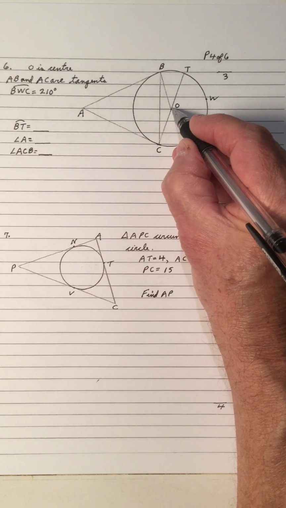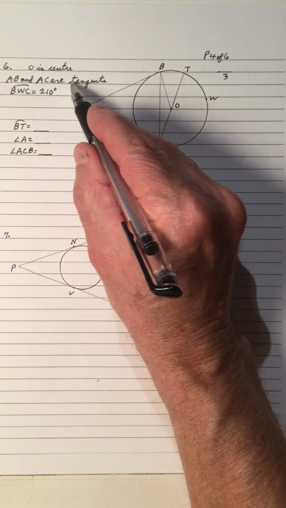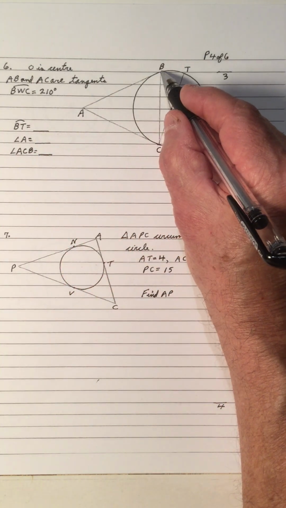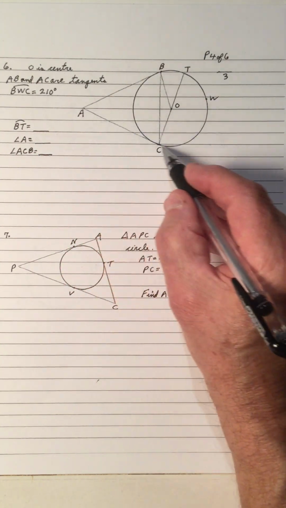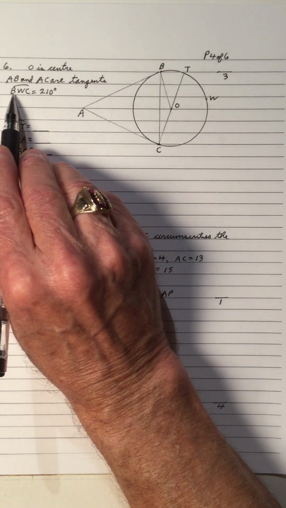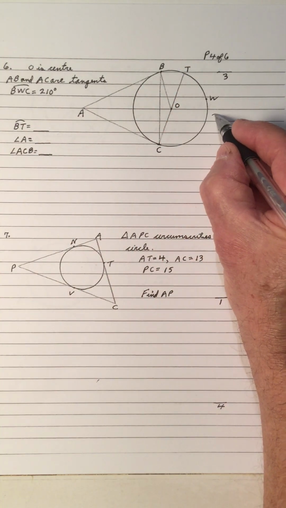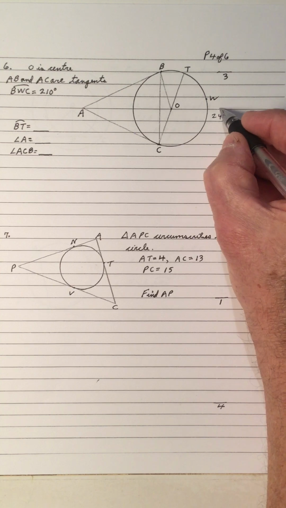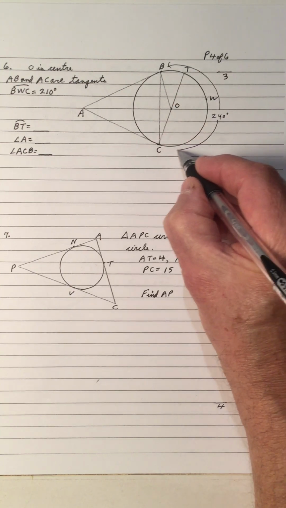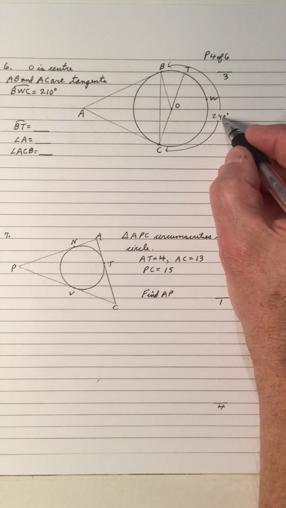O is the center of the circle. AB and AC are tangents. AB is tangent, hitting at A, and AC is tangent, hitting at C. It says the arc BWC, this arc here, is 140 degrees. So BWC is 140.